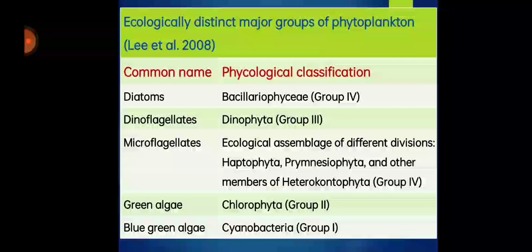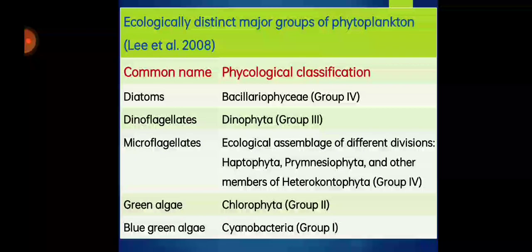Then there are a host of other members of Heterokontophyta, that include the haptophytes, members of Prymnesiophyta, which are also known as microflagellates. Then there are some green algal forms like Cosmarium, which can be planktonic, or Pediastrum, which can also be planktonic, and they belong to group 2 as per Lee's classification. And finally there are cyanobacteria, which belong to group 1. So here we can see that all the different groups of algae can constitute phytoplankton and it is not restricted to any particular group or any particular class.